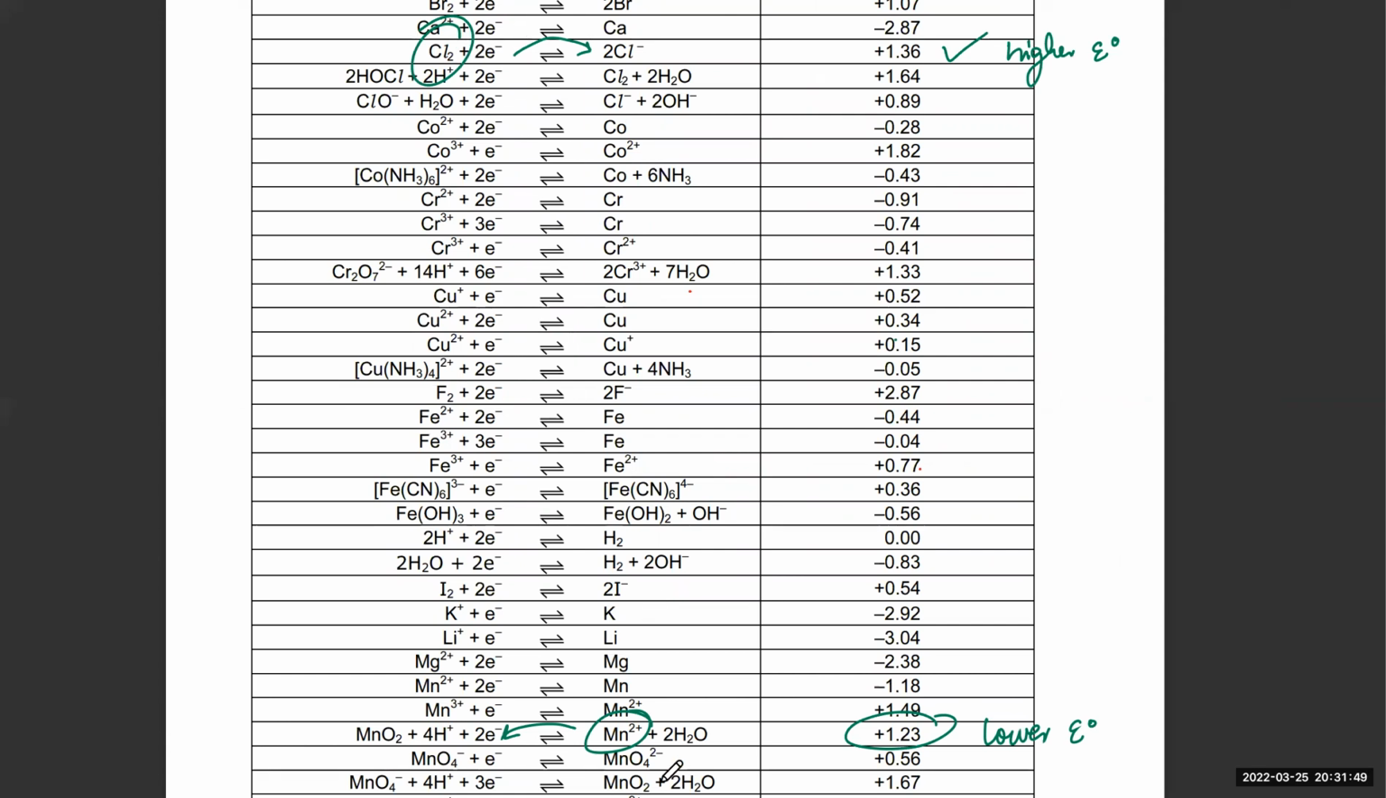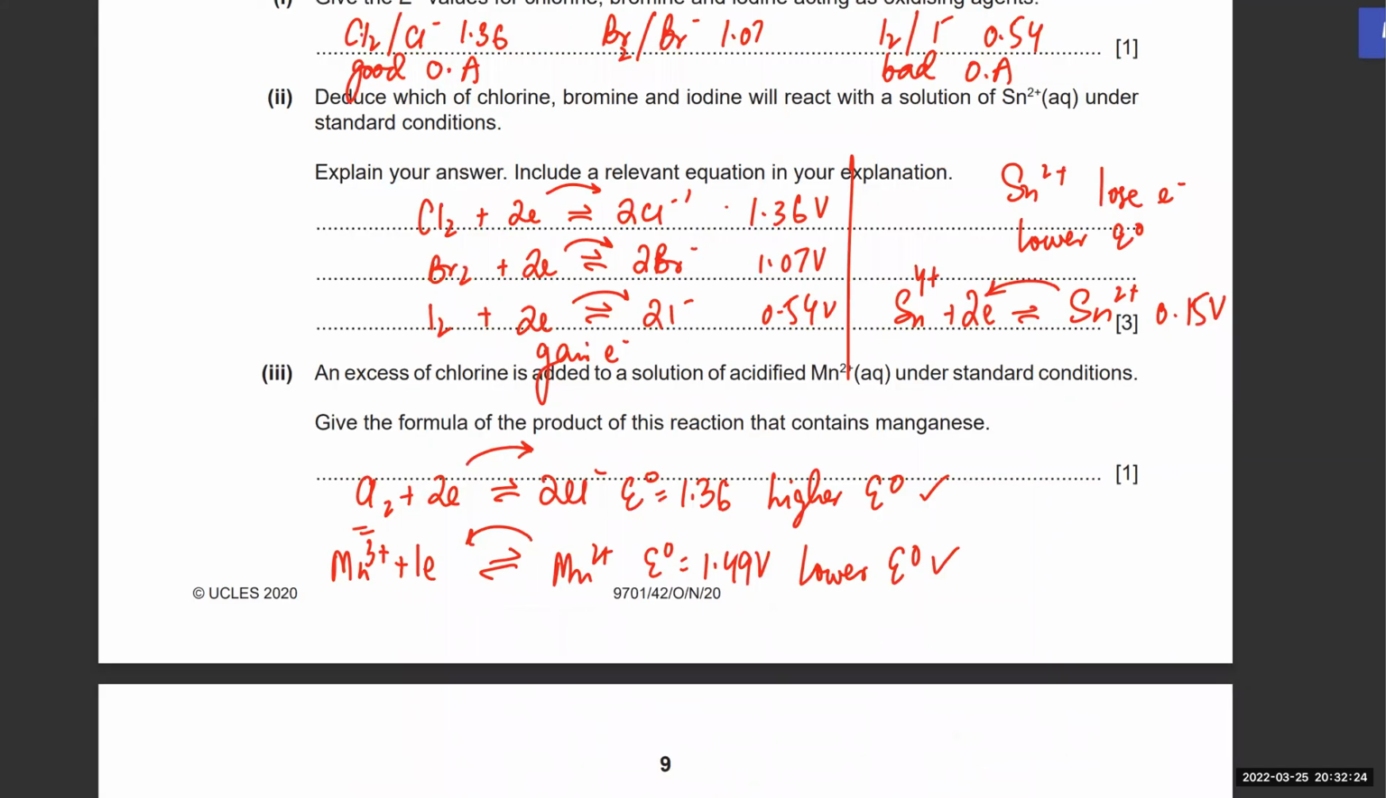Okay, is that clear? Yes, sir. These other equations don't work, because 1.49 volts is actually the higher E naught, so it's not going to work. The one that loses electrons is the one with the lower E naught. This one is also not going to work, even though it's the lower E naught, because they were talking about Mn2+, not Mn. So we can't use this equation. So you've got these two equations, and the product is going to be MnO2.